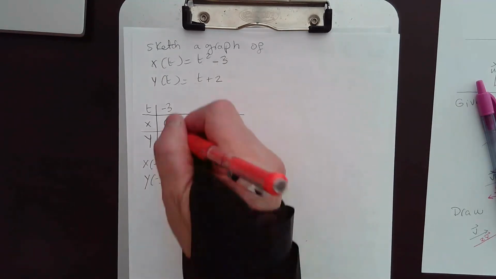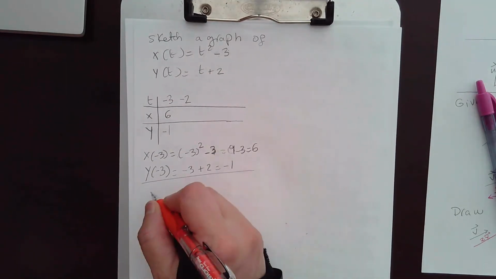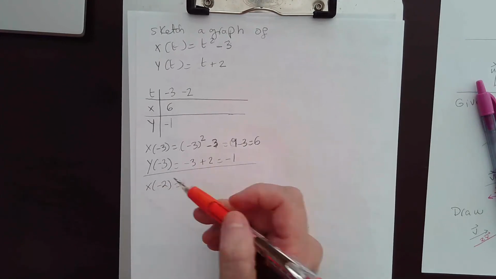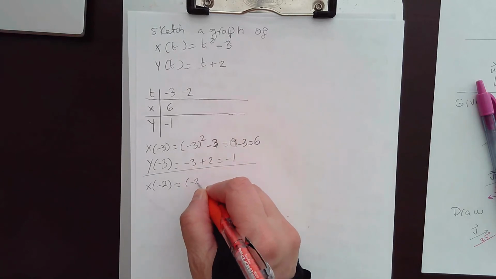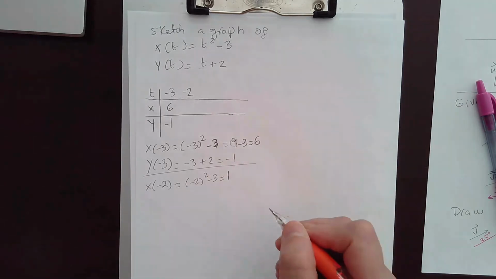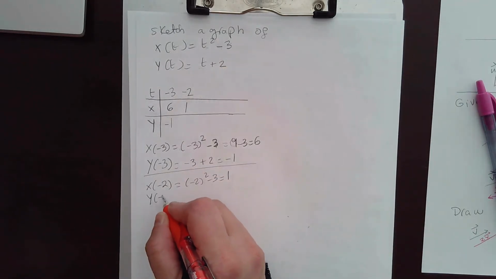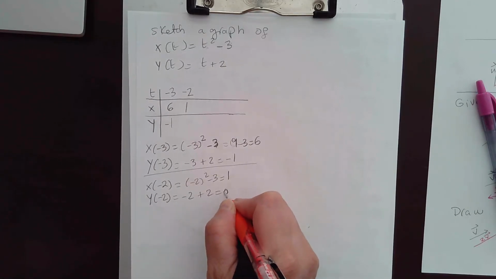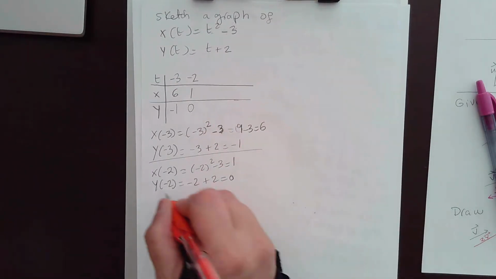Now let's go ahead and select negative 2. Do the same thing. For x, plug in t equals negative 2: negative 2 squared minus 3. That's 4 minus 3, which is 1. Then for y, negative 2 plus 2 is simply 0. So 1, 0 is a point on the graph.